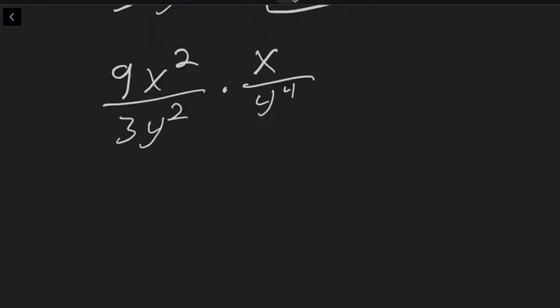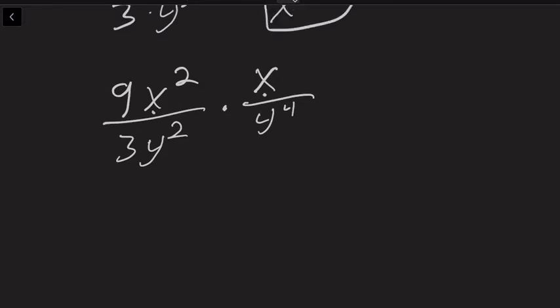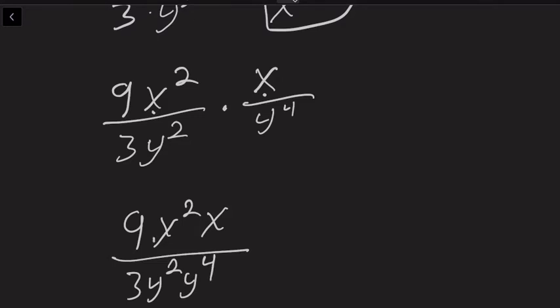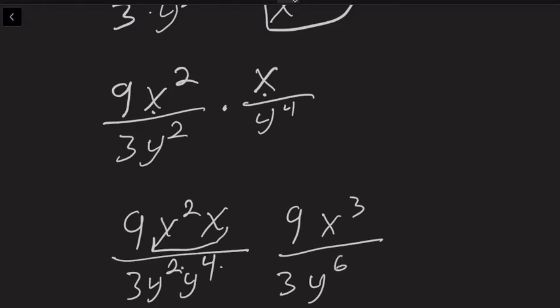Now, the next step that I want to do is I'm going to combine the same variables with each other. So then 9x squared times x over 3y squared times y to the 4th. So these are the same, so I could add them together, or multiply them together, I guess. So 9x squared times x is just x to the 3rd. And then 3y squared times y to the 4th. So y squared times y to the 4th, you add the exponents. 2 plus 4 is 6, so it would be y to the 6th.